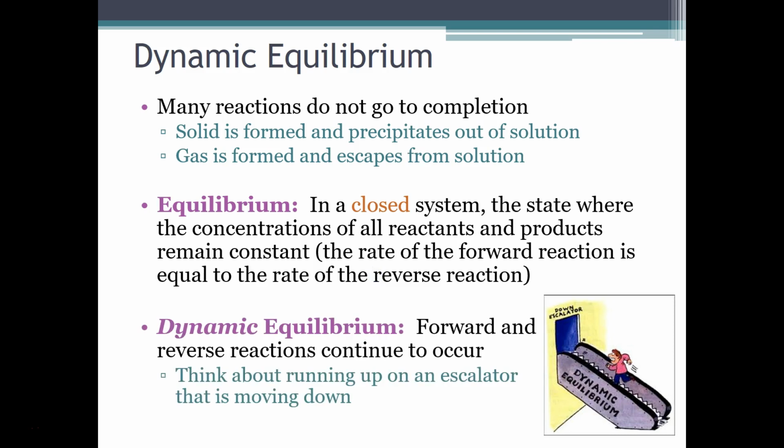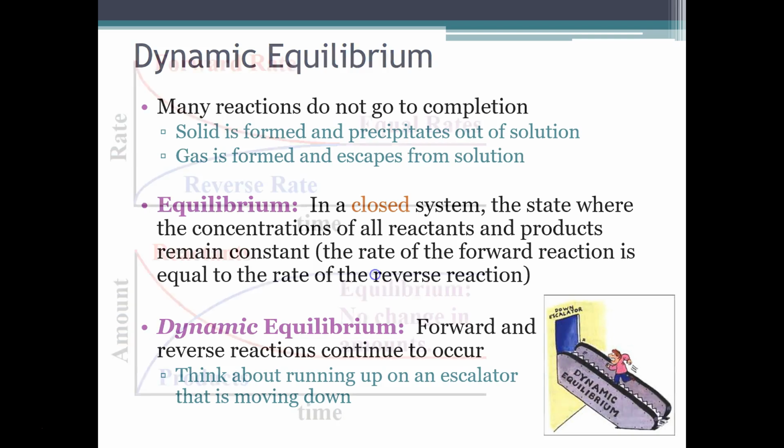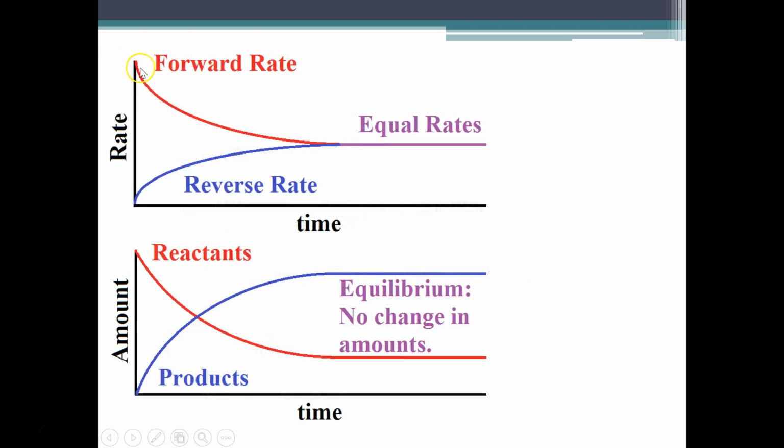And dynamic equilibrium just refers to an equilibrium where the forward and reverse reactions continue to occur, but you don't see any changes in the concentrations of reactants and products. And a good analogy for that is running up an escalator that's moving down. In that situation, you're running up and the escalator is moving down, but there's no apparent change in your position relative to the ground. And that is because you are running up at the same exact pace that the escalator is moving down.